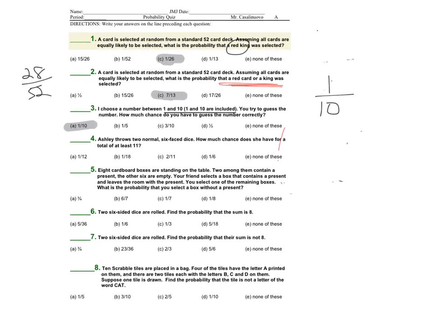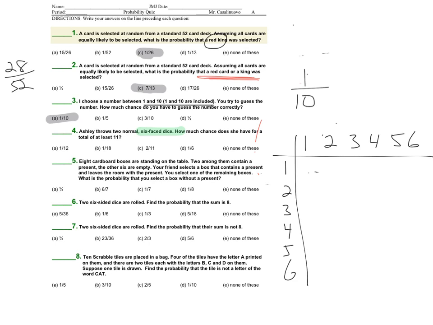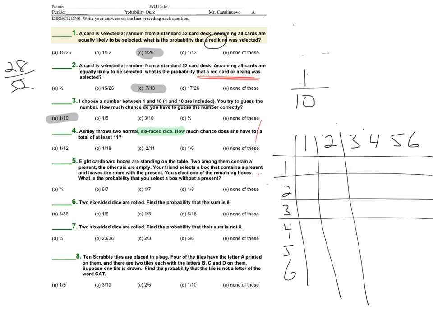Ashley throws 2 normal 6-faced dice. When you do 2-dice questions, you are going to create a dice chart where you take the numbers 1 through 6 and write them across the top. You're going to take the numbers 1 through 6 and write them down the side, because for each die there are 6 total outcomes, 1 through 6. And now we're going to fill in the 36 possible outcomes for when you roll 2 dice.